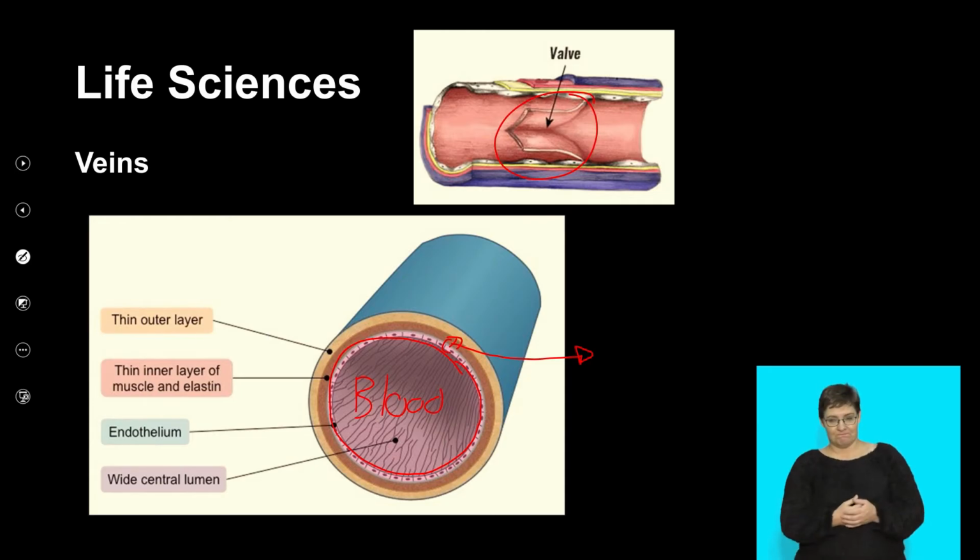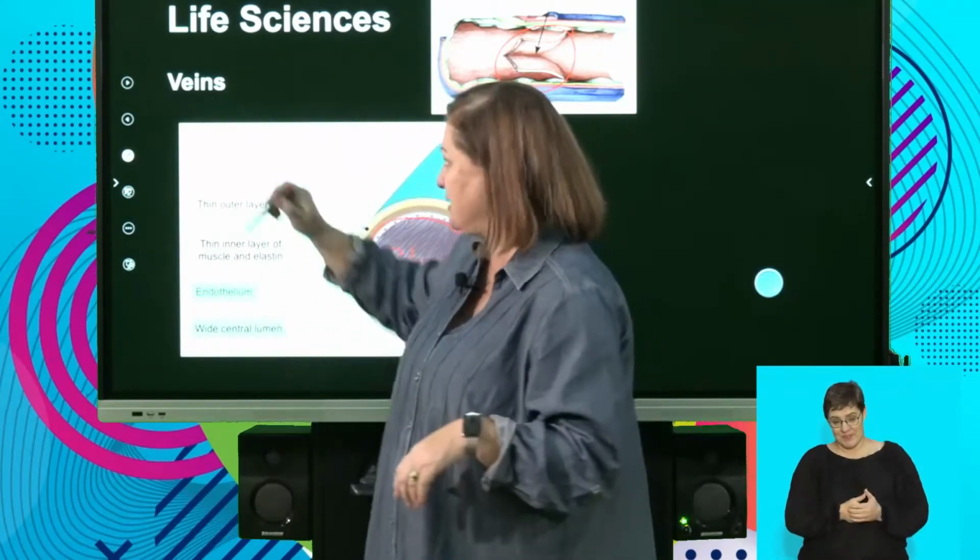You will also see very often veins run near a muscle. So when I do work, the muscle actually squishes it and forces the blood upwards. So the veins get a little bit of help on that side.